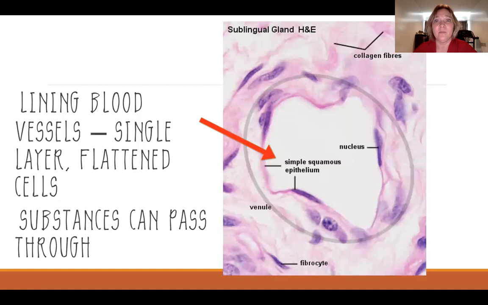So the shape is going to be based on function, which is what I've been telling you since grade 10: form follows function. In biology, everything is shaped and structured in such a way that it makes its function more efficient.